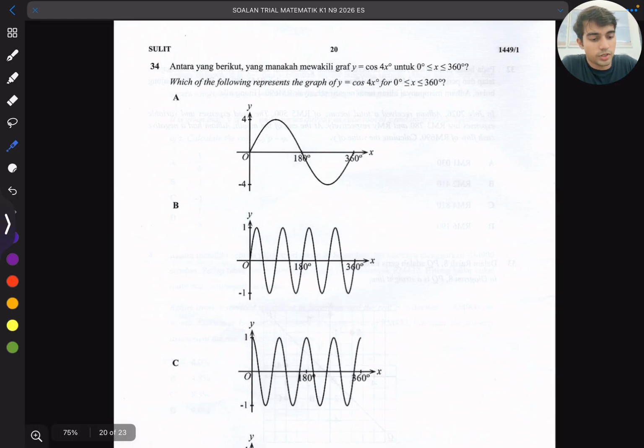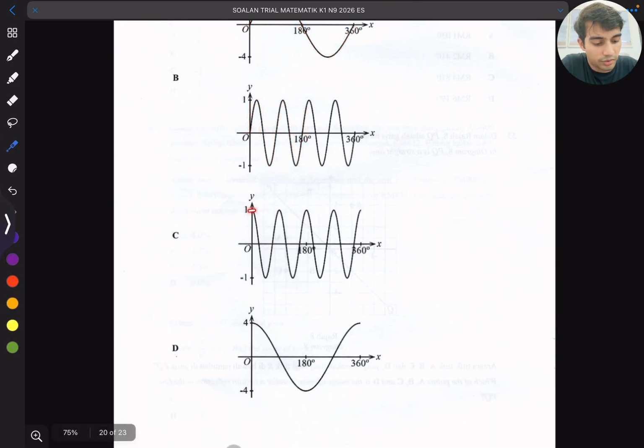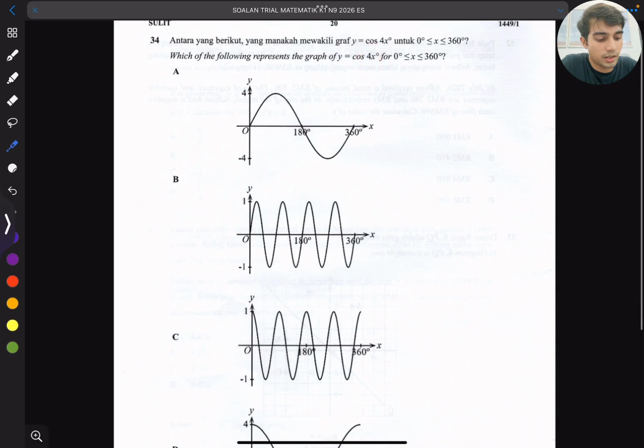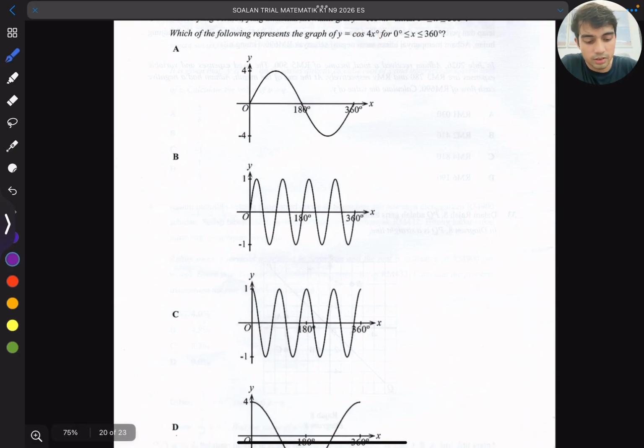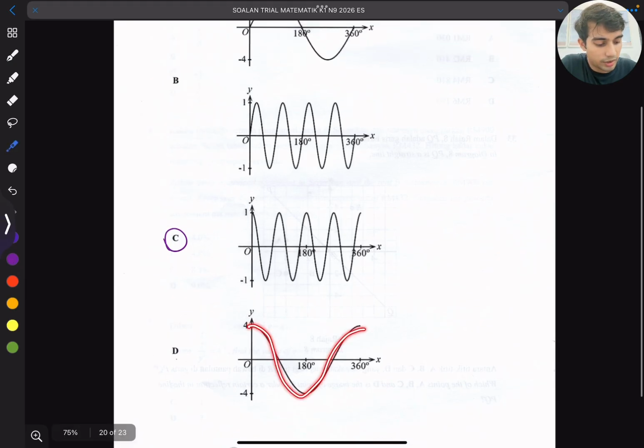Question 34. Which of the following graphs represents y equals cos 4x? This is a sine graph. This is also a sine graph. This is a cos graph. It starts from here. We have 1, 2, 3, 4 cos graphs, which is exactly what we want. Because in 4x, the 4 represents the number of cycles, so we have 4 graphs. This is a cos graph, but it is only one cycle. We need 4 cycles.